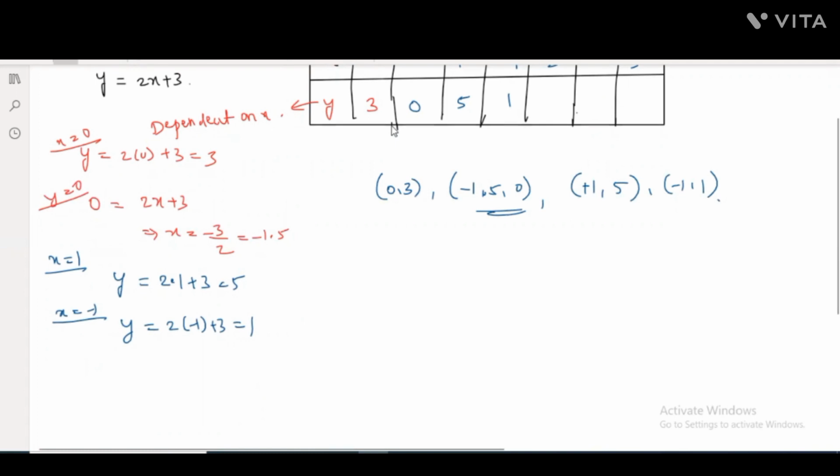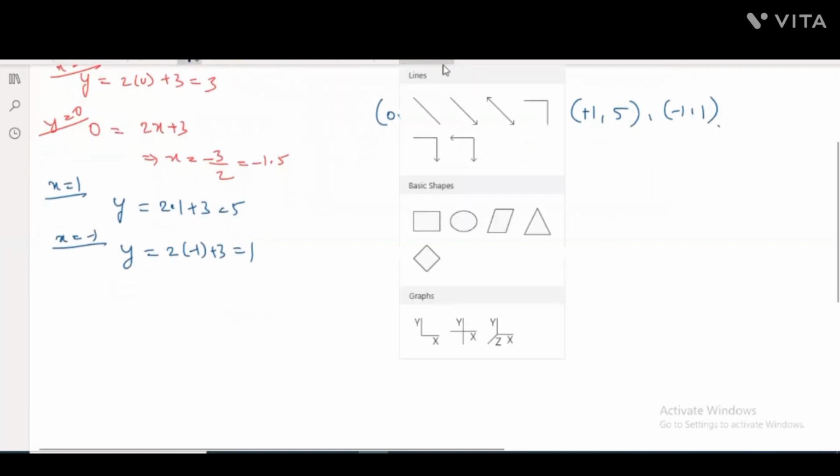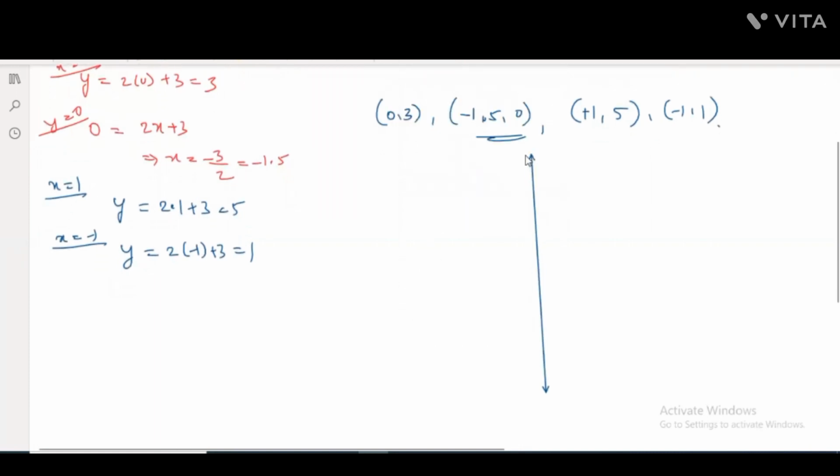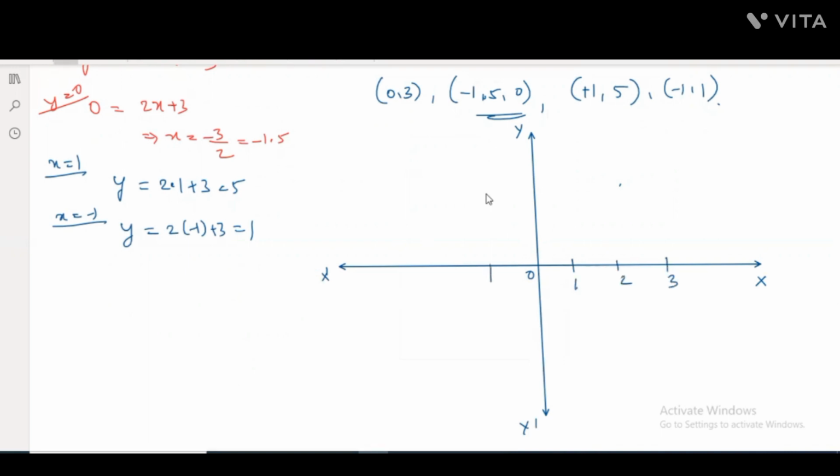So let's see the graph of this linear polynomial. I'm taking a coordinate system. This is my y-axis and this is my x-axis: x dash, O, x, y dash, O, y. On the x-axis I need 1, 2, 3 and minus 1, minus 2, minus 3, minus 4. Similarly on the y-axis I need 1, 2, 3, 4 and so on.